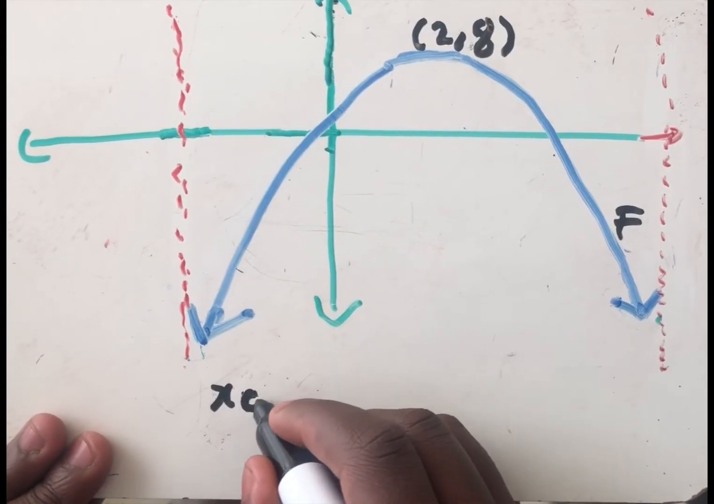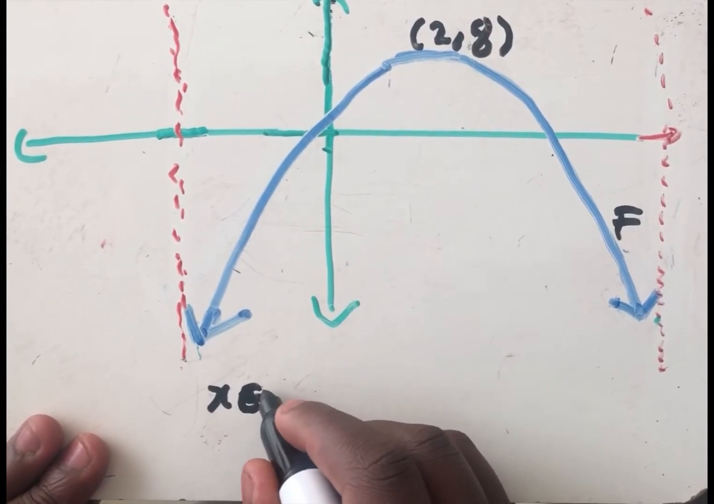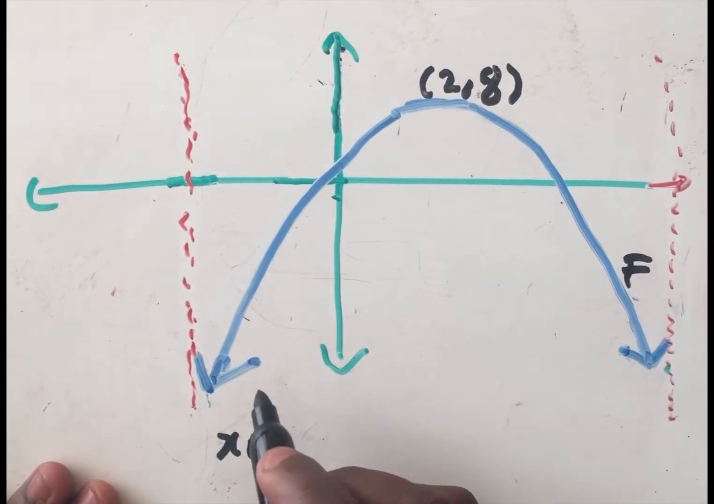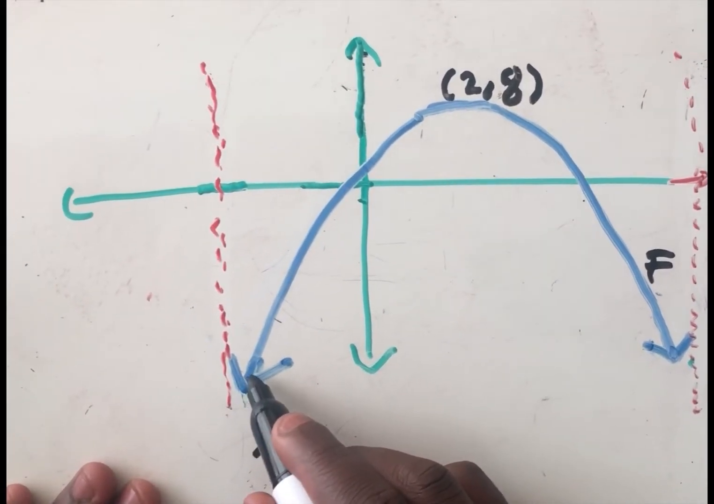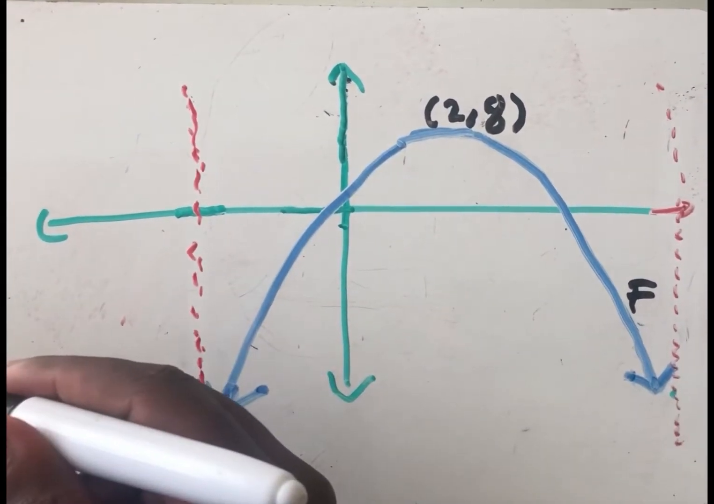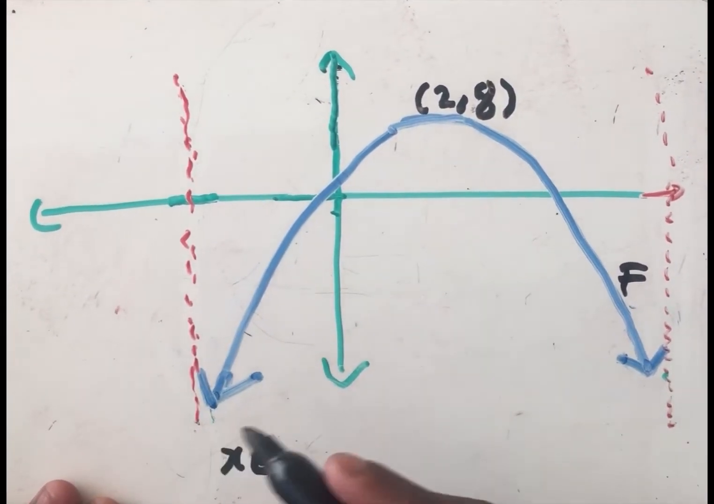So domain is x is an element. This symbol means element. So we'll say x is an element. Where does it start? Whenever you see an arrow, it means there is no starting point. It means it's infinity because it will keep on going left as it keeps on going down. So that's what you have to memorize.